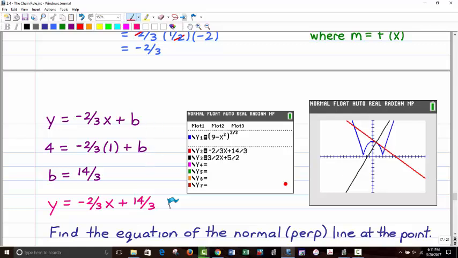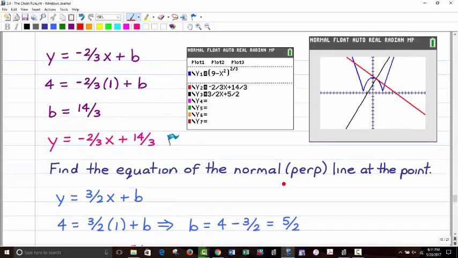So here, now we're asking for the normal line. We did that before in another section. But that just means that you don't have to redo anything as far as your derivative. You just take that tangent slope of negative 2/3, and you take the negative reciprocal of it. So that means the new slope we would use would be positive 3/2.